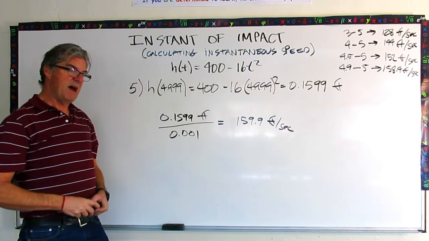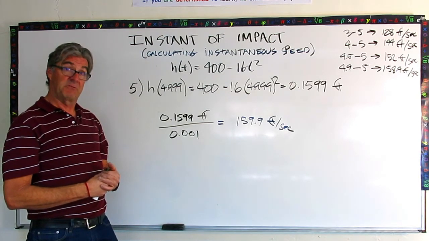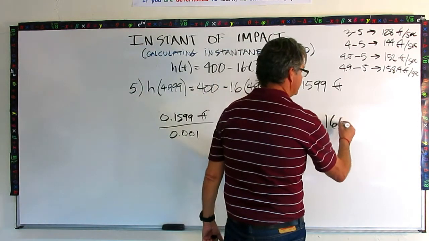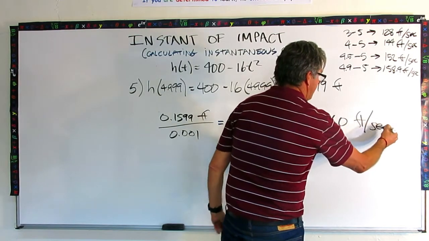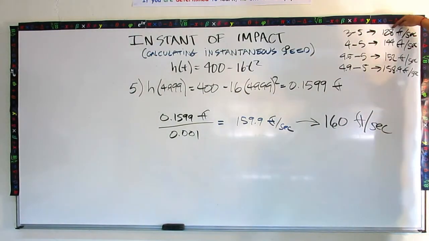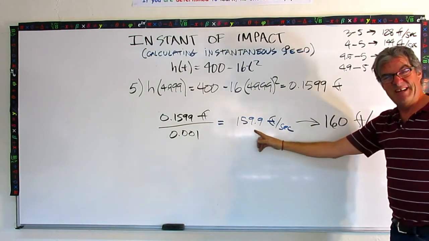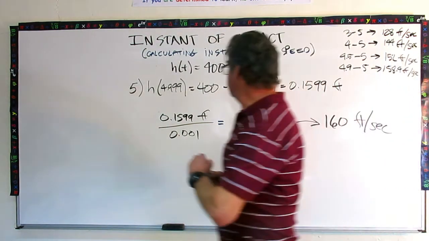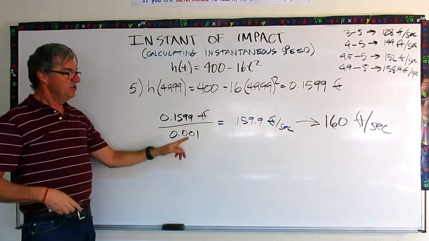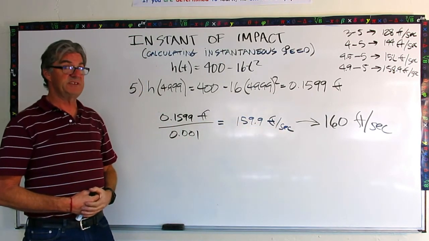Pause the video for a sec, think about it. What is the speed at the exact moment it hits the ground? Okay, if you said 160, you're right. This points at 160 feet per second. And you can tell that by the progression. 128, 144, 152, 158, 159.9, 160. And my guess is that if you wanted to add some 9s to this and divide by more decimal places, you would get 159.9999. Eventually, your calculator will round that to 160.